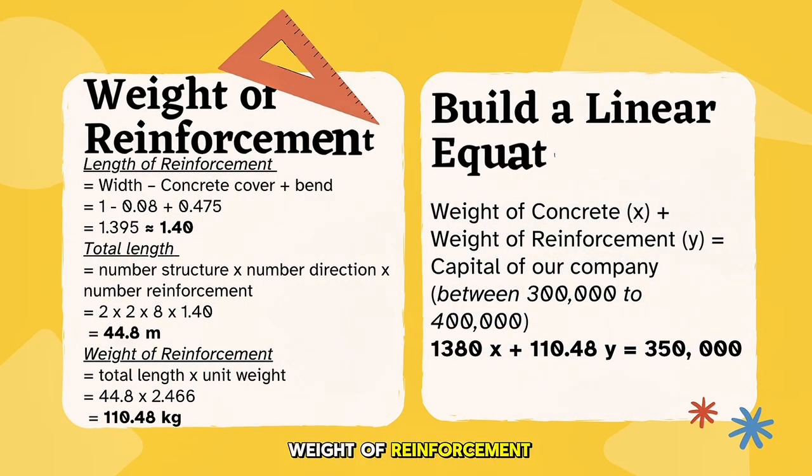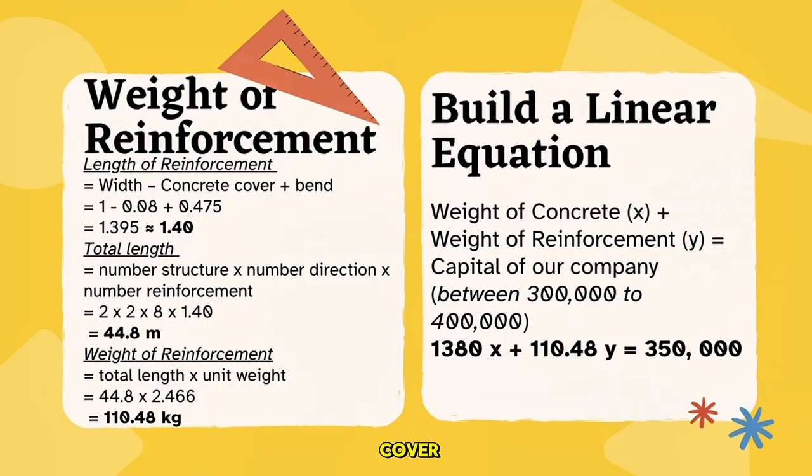To determine the weight of reinforcement, we start by calculating its length. The formula we use is width minus the concrete cover plus the bend allowance. In this case, we take 1 meter for the width, subtract 0.08 meters for the concrete cover, and add 0.475 meters for the bend. This gives us a total length of 1.40 meters for each reinforcement bar.